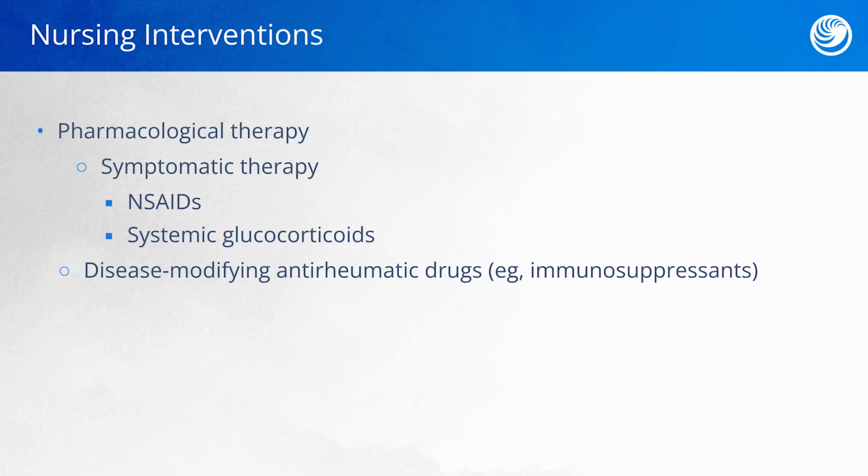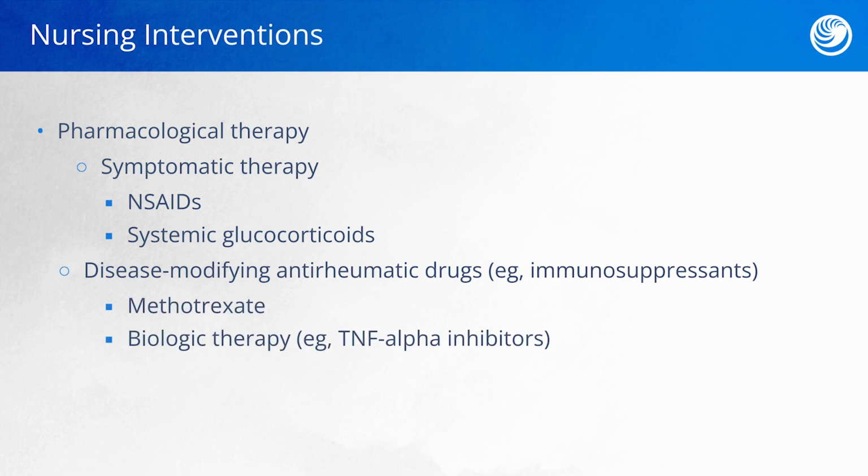That's where our disease-modifying anti-rheumatic drugs, or DMARDs, come in, and these are immunosuppressants. Medications like methotrexate or biologic therapies such as TNF-alpha inhibitors are going to help prevent exacerbations for clients and reduce overall symptoms. RA often has a very early onset and can affect clients as young as 30 years old. Clients with RA often begin experiencing symptoms between 30 and 60 years of age.